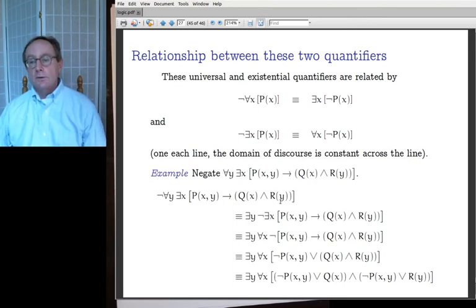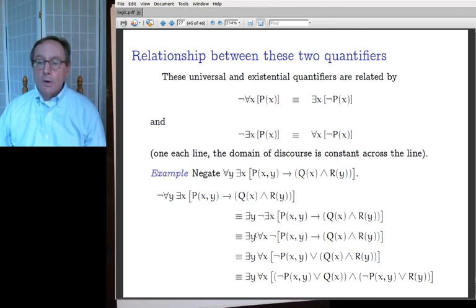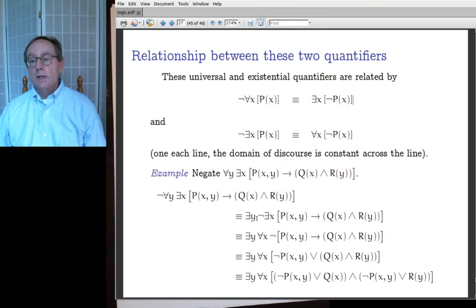In this particular slide, the part that I'm most interested in is the first couple of lines. Not for all becomes there exists not. Not there exists becomes for all not. And you can go on to here. You can, for example, distribute the not p of x over the q of x and r of y. So I went on and did that. But the main point is the first couple lines.